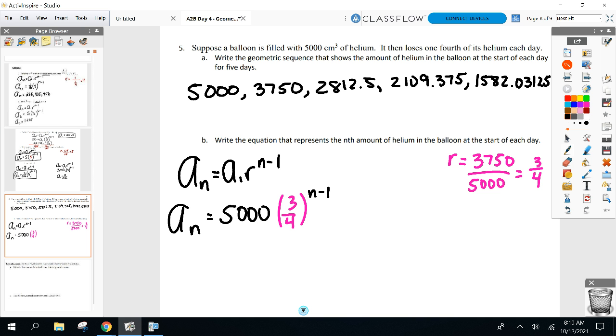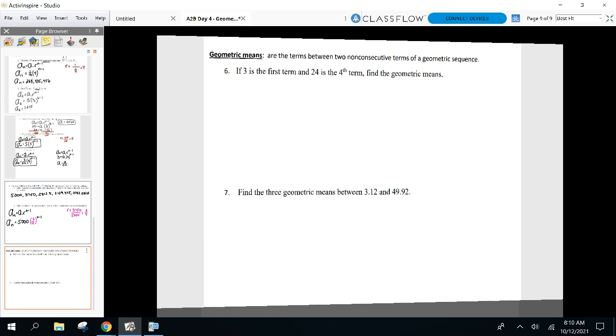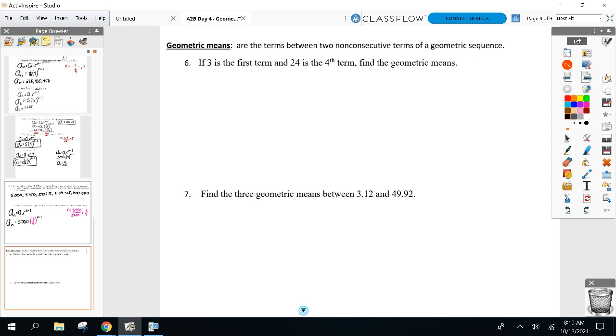All right, two more. One I'll do with you, and the other one you're going to do on your own or with the people around you. We did arithmetic means. You had it on your quiz. It was on your assignment you did in groups. Now we have geometric means. 3 is the first term, 24 is the fourth term. Find all the terms in between. So 3, what, 24. That's what I'm looking for right now.